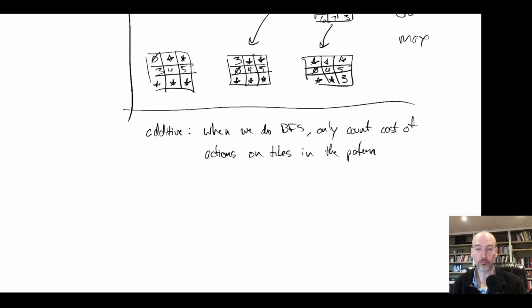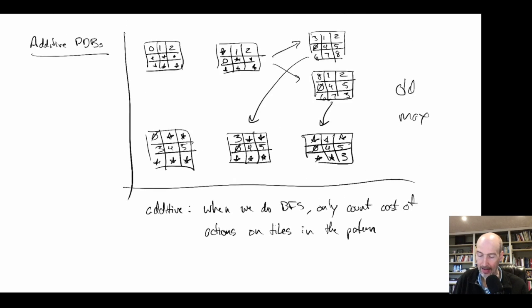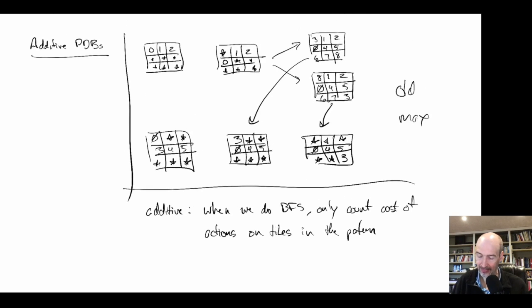Okay, so what happens here? If I go back and I want to use exactly these same states again, and I look at this state space right here, the action that I need to bring this state to the goal state is to move the star down and move the blank up. Now we never count the actions of the blank, we only count the actions of the tiles. And because this star is not a tile that is part of the pattern, I'm not going to count it.